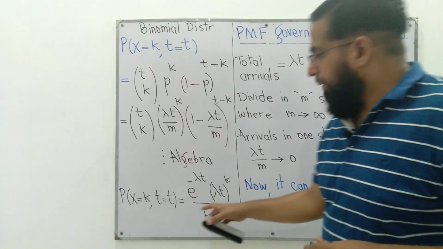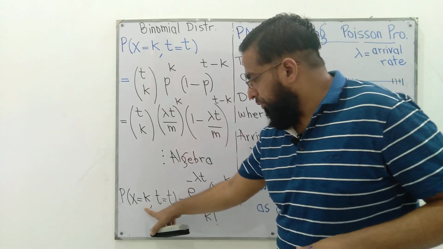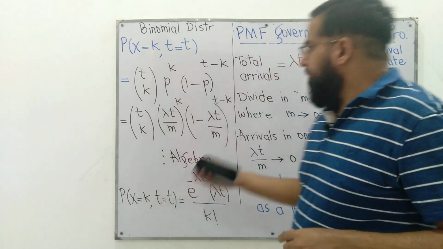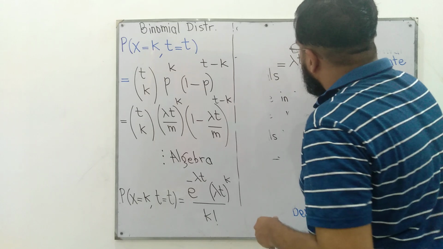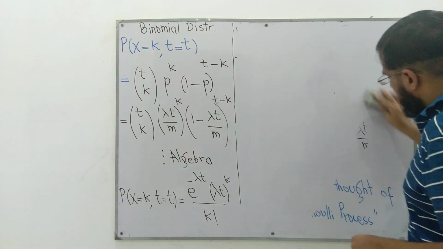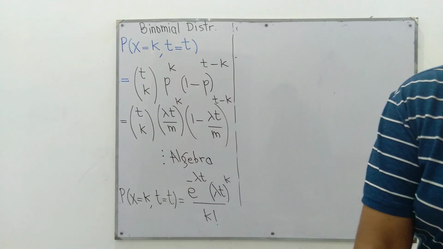This is the PMF that governs this Poisson process with parameter lambda and for a time interval, and we want to find out the number of arrivals in a given time interval t. So we can have any value of t put into this expression with given lambda to find the probability of arrivals.